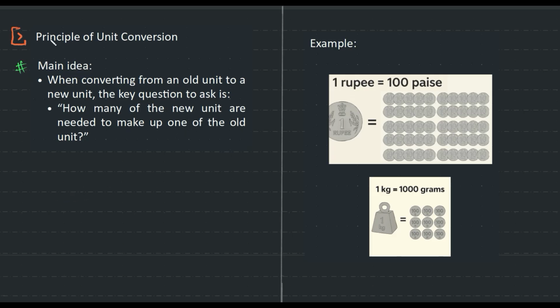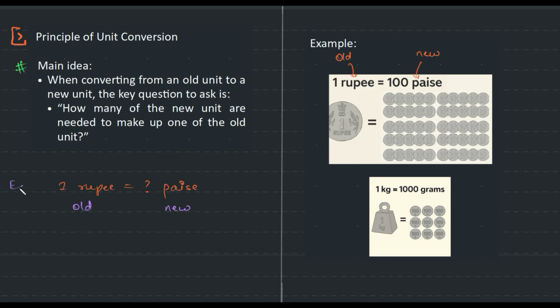For example, rupee to paise. Which is new, which is old? This is old and this is new. I want to figure out 1 rupee is equal to how many paise, thus making rupee the old. What we know is old, and what we need to calculate is new.